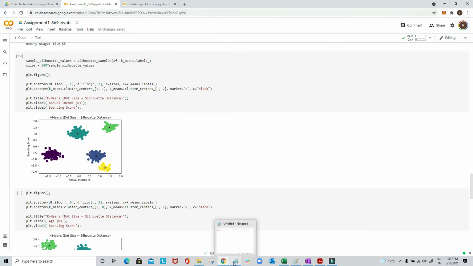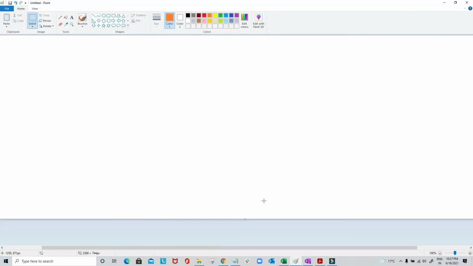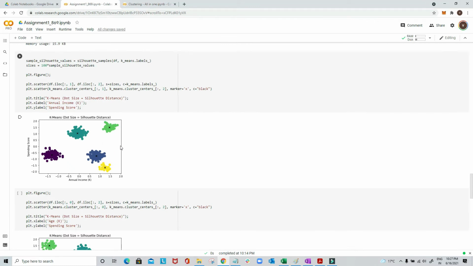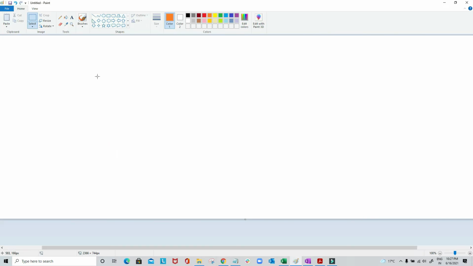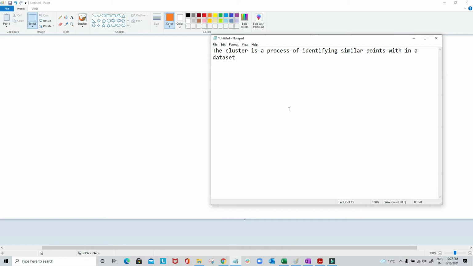Now, what is the process involved in identifying these groups, grouping these data points? We have different methodologies to identify these clusters. First is K-means clustering. Another methodology is hierarchical clustering. Third is DBSCAN clustering, which is density based.